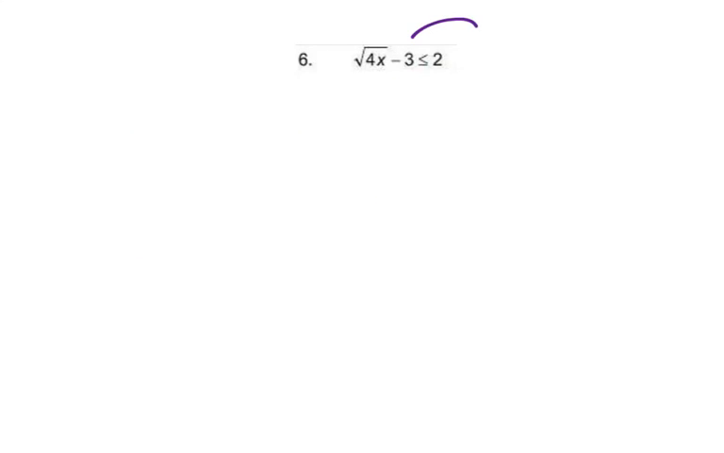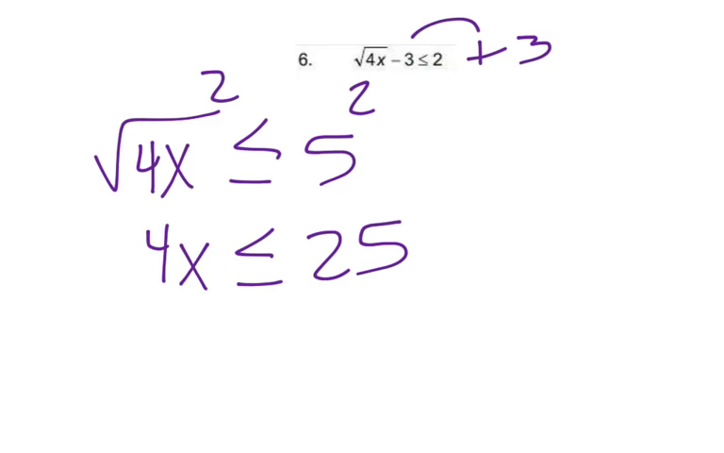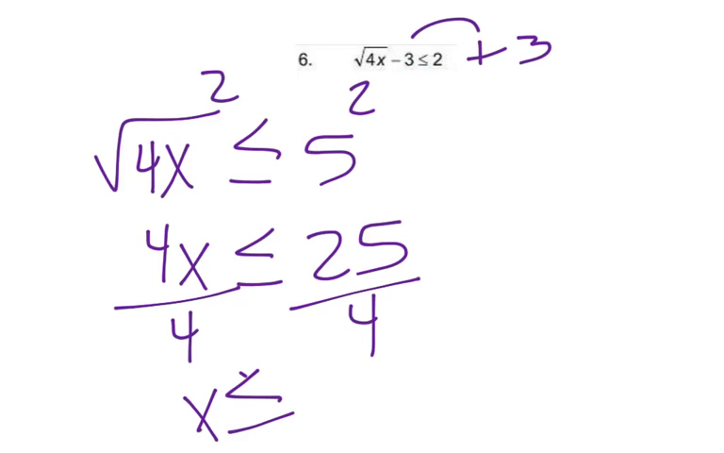Number 6, you need to start by adding your 3. So the square root of 4x is less than or equal to 5. We're going to square both sides. So 4x is less than or equal to 25. Divide by 4. And x is less than or equal to 6.25.